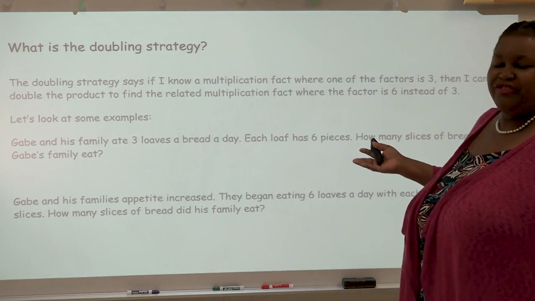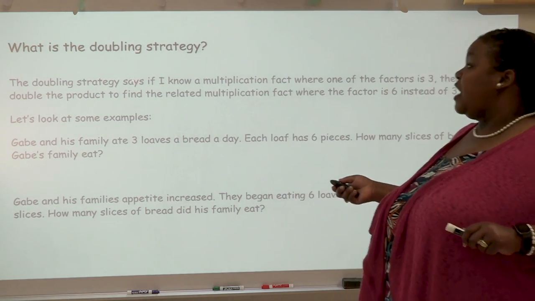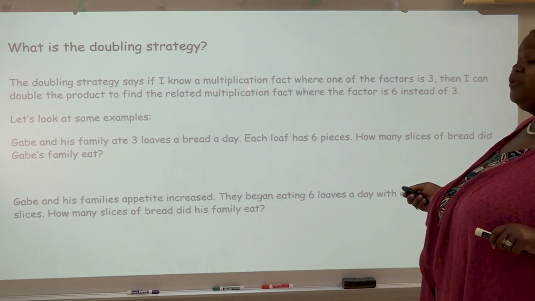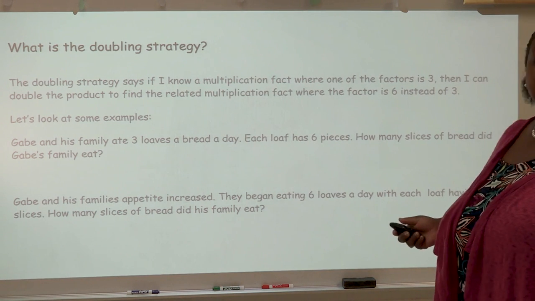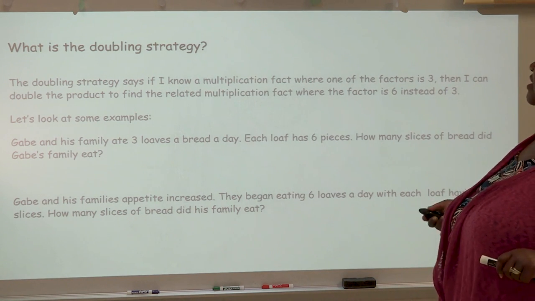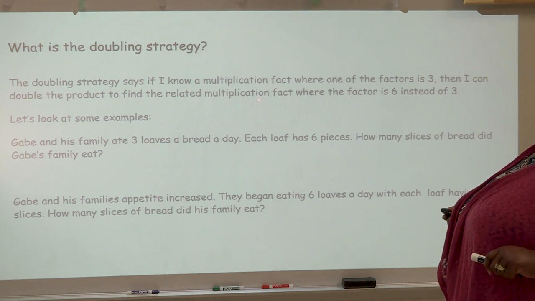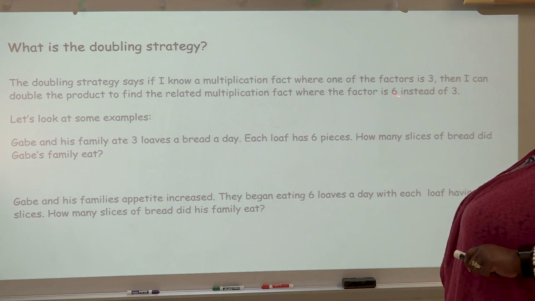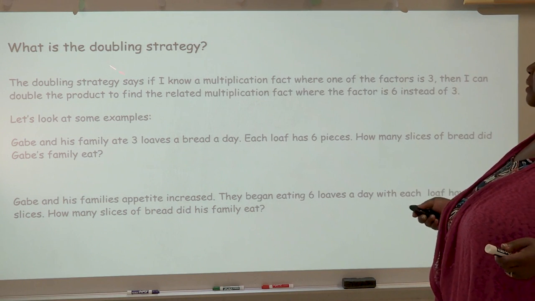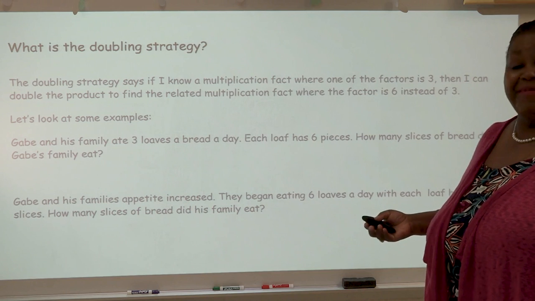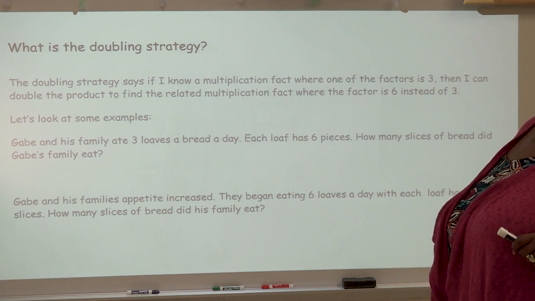What is the doubling strategy? The doubling strategy says if I know a multiplication fact where one of the factors is 3, then I can double the product to find the related multiplication fact where the factor is 6 instead of 3. That's what this doubling strategy that I keep mentioning means. Let's look at some examples.